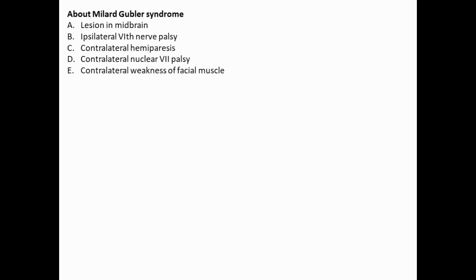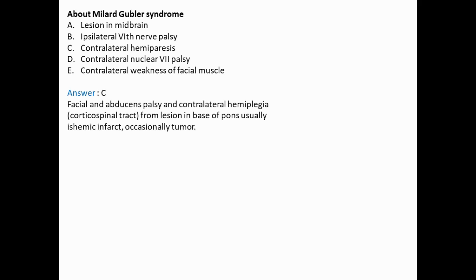Next question. About Millard-Gubler syndrome. It is a lesion in the pons, ipsilateral sixth nerve palsy, contralateral hemiparesis, ipsilateral nuclear seventh palsy, contralateral weakness of the facial muscle. Answer is C. Facial and abducens palsy and the contralateral hemiplegia due to lesion of the corticospinal tract. This results from a lesion in the base of pons, usually due to ischemic infarction and occasionally due to tumor.